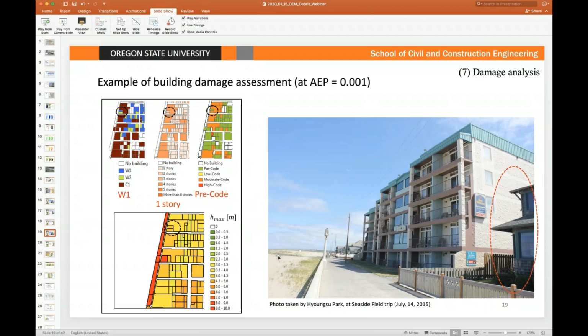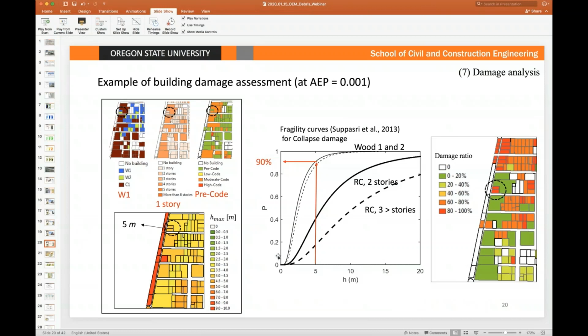Right next to it, just slightly out of the frame, was a 2-story wooden building, and that would have a different probability curve associated with it. So same level of flooding, but in this case, there would be about a 90% chance that that building would be damaged as a result of the earthquake and tsunami.